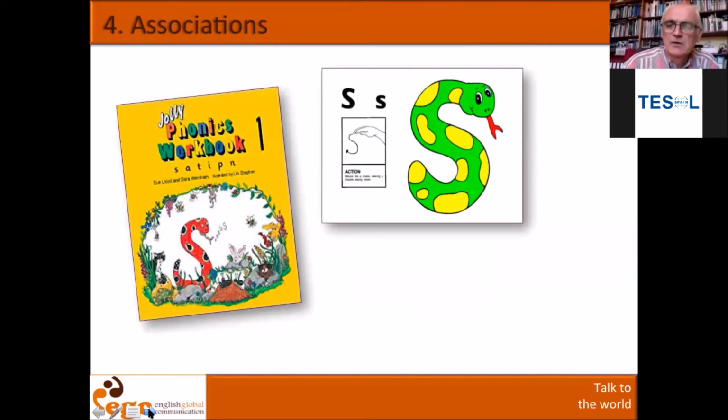They have the sound connected to an image, in this case, a still image of a snake for the sound s, and the teacher also does a live image, which is the teacher's arm moving in a snake-like fashion and showing the student the movement, which the students imitate, plus the image, which the students will easily retain, at the same time as they're hearing the sound.